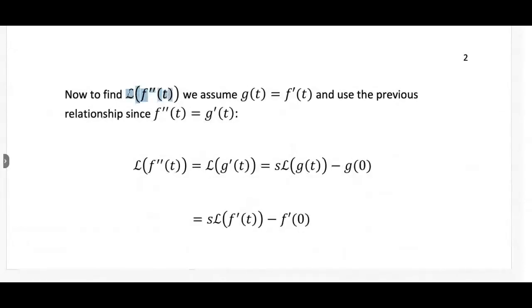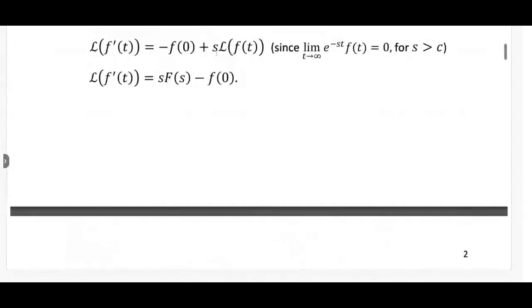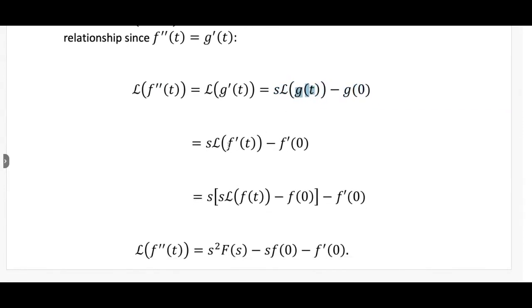Now let's find the second derivative. Laplace transform the second derivative of f. So assume g of t equals the first derivative. Then g prime of t is f double prime of t. So use the theorem already proved. That means transform the second derivative of f is the same as transform the first derivative of g. And by the theorem, we'll get this. And then what's g of t? g of t is just the first derivative. So we have such a beautiful relation. So this is a recursive relation.